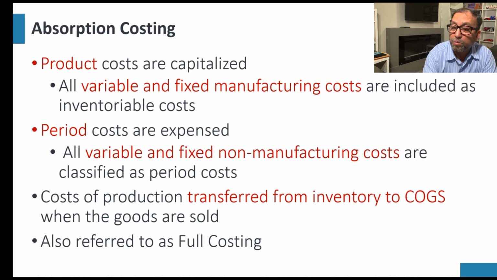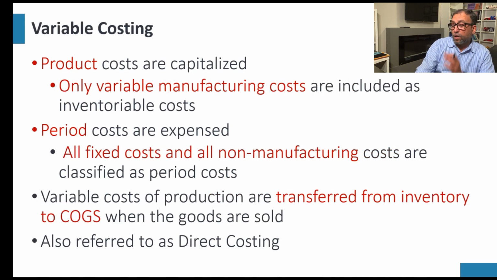So again, in absorption costing, we divide the cost into two. One is a product cost and the other one is a period cost. Product cost is related to the product, and period cost is not directly related, but we have to pay it, like the salaries of the managers, the salaries of the supervisors, the rent of the factory premises. All these things are called period cost. All variable and fixed non-manufacturing costs are classified as a period cost. So cost of production is transferred from inventory to cost of goods sold when the goods are sold, also referred to as full costing. This is what we call full costing.